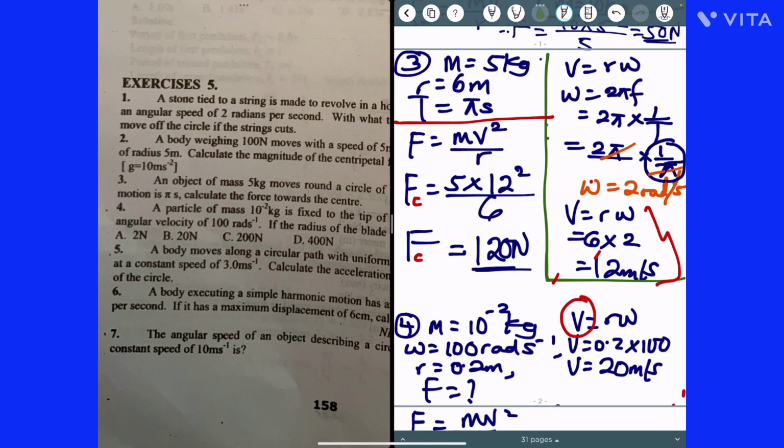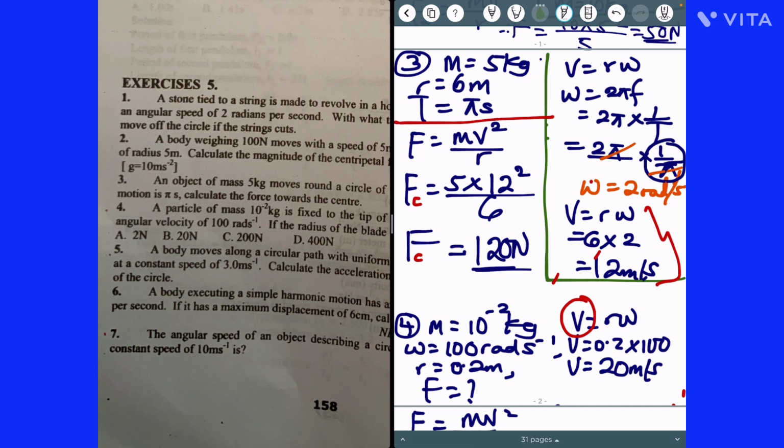So V is RW. V will be 6 times 2, which gives 12 meters per second. So your linear velocity around the circle is 12 meters per second. So centripetal force will be mass 5 times 12 squared over R, mv squared divided by R. That gives us 120 newtons as the centripetal force.